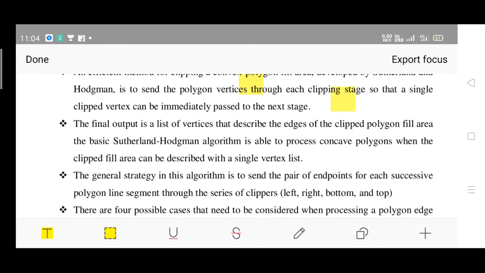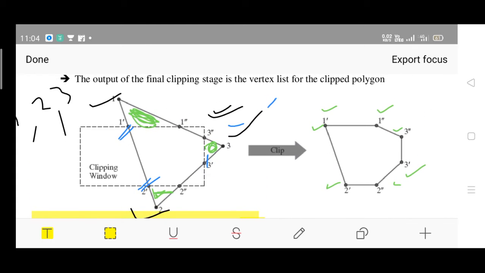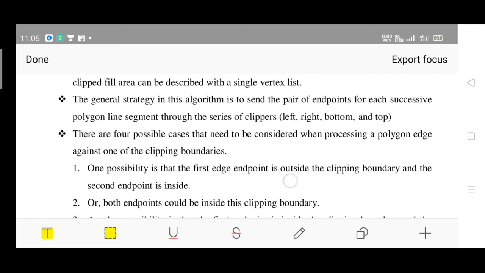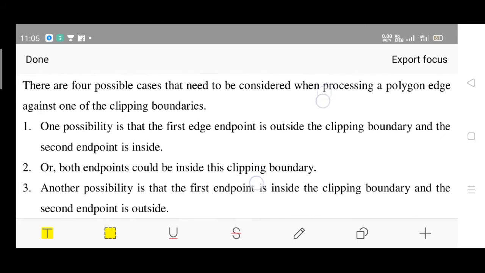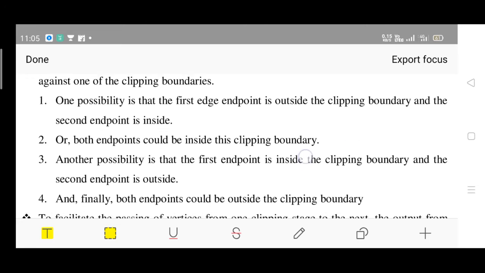Then the list of vertices will be defined, as you can see here, 1 2 3 is the primary vertex, then we have considered additional vertices in the list, depending on the clipping window, like 1 dash, 1 double dash, 2 dash, 2 double dash, 3 dash as well as 3 double dash, right? Those things should be updated in the list of vertices, and while drawing the polygon, the appropriate vertex or position should be chosen. Now there are four possible cases we need to consider when processing a polygon edge against one of the clipping boundaries, okay.